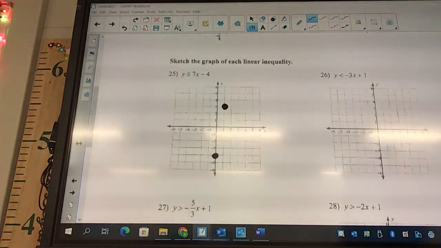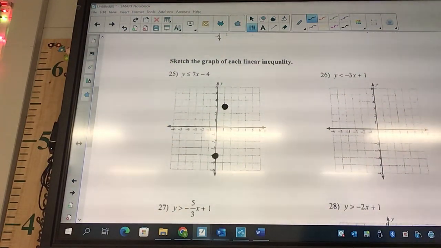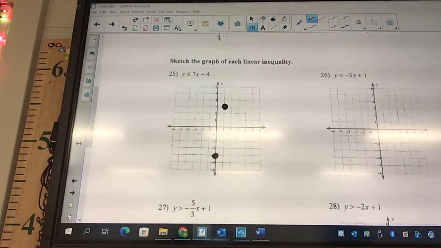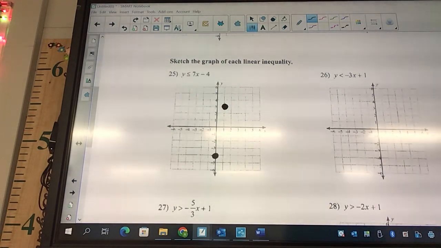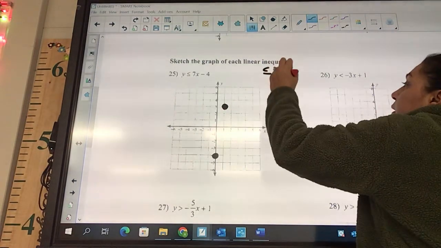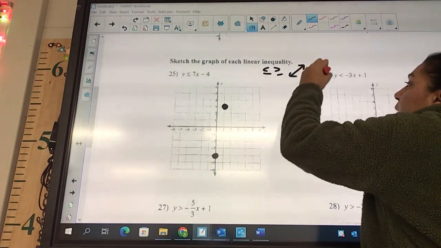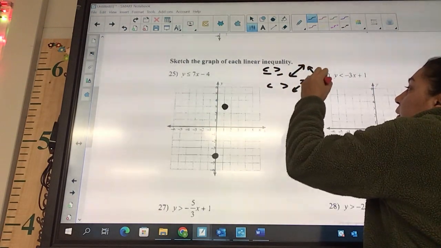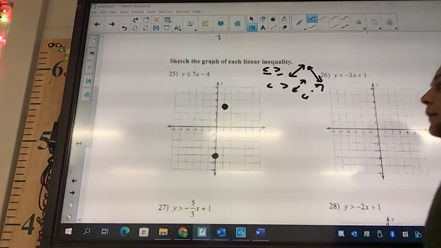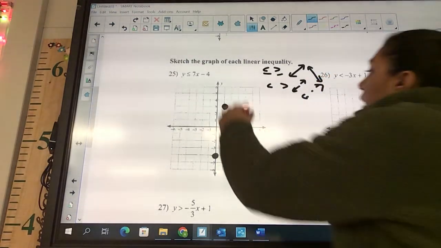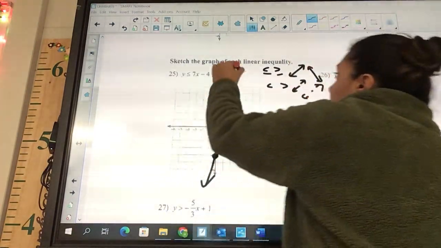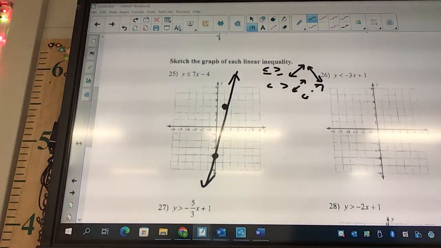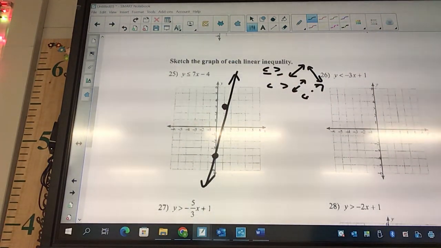Okay, now let's see who can remember. Is this line going to be solid or dotted? Solid. If they're like this, it's going to be a solid line. And this one is going to be a dotted line. So we need a solid line. You don't have to write these notes down for today because we'll write them on your note sheet, because you can't even use this on your test.